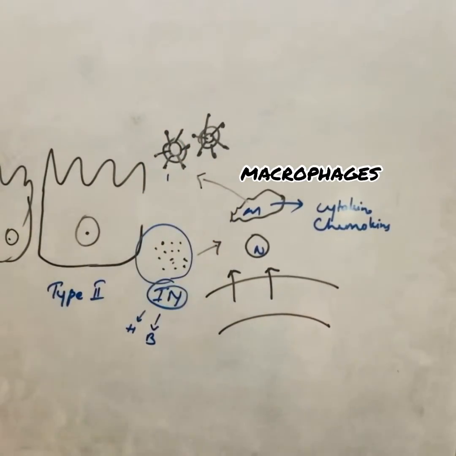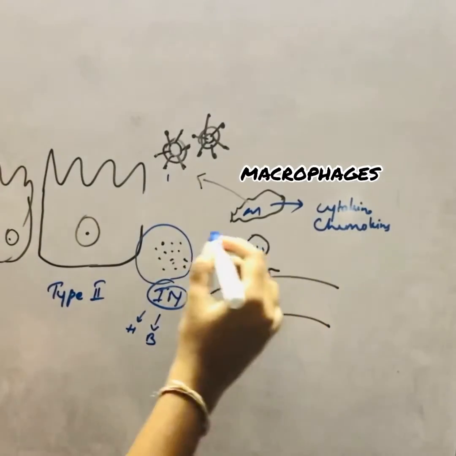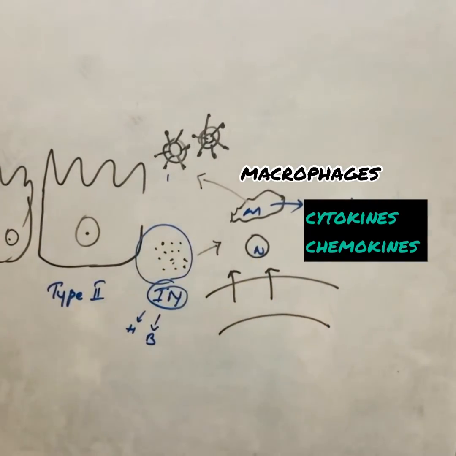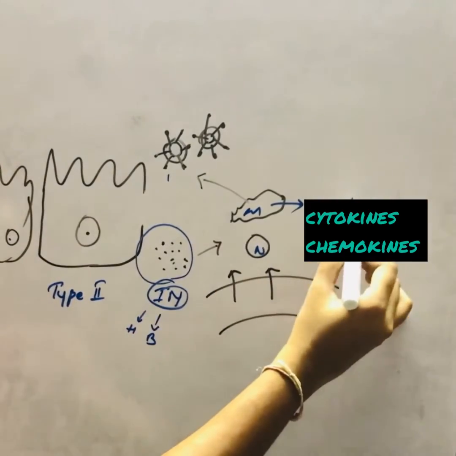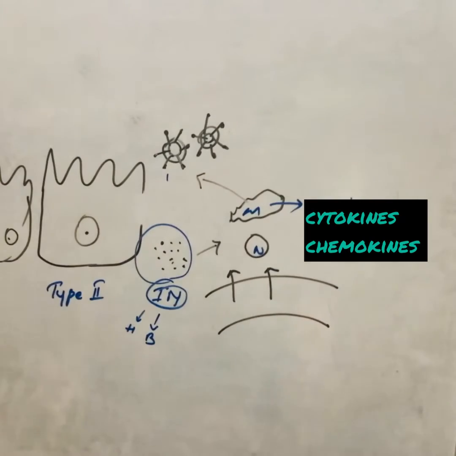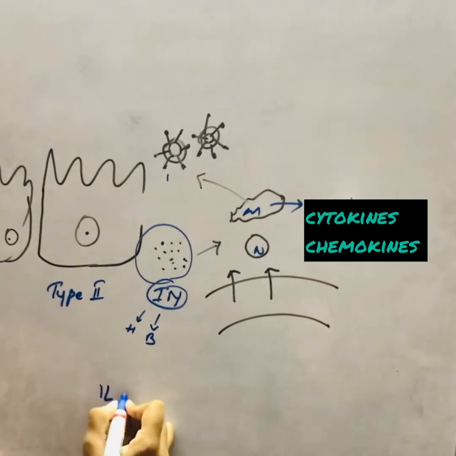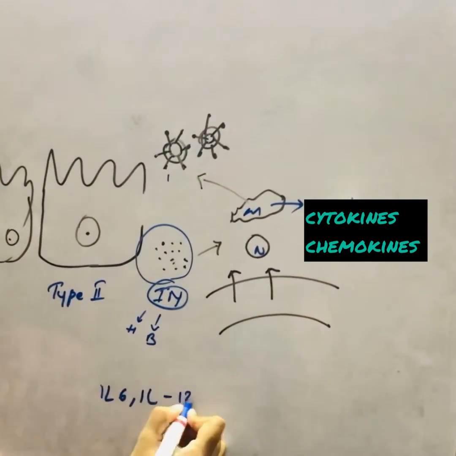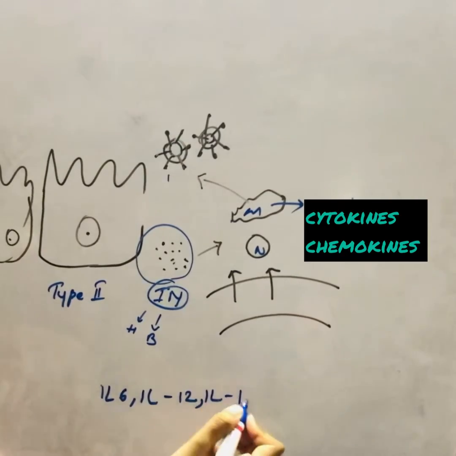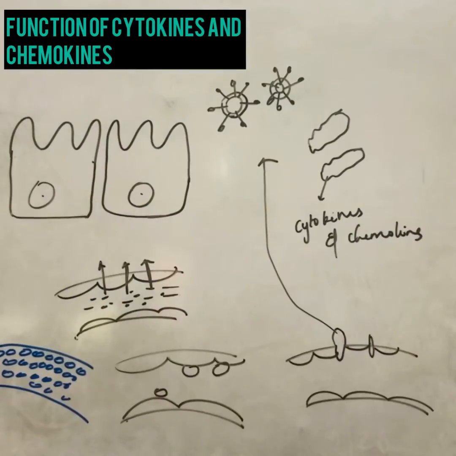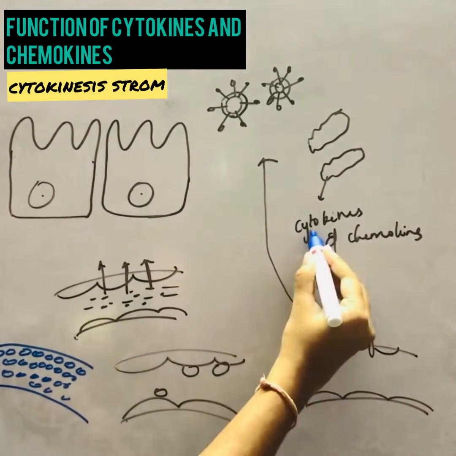During that fight, during the phagocytic process, the macrophage is going to release some type of chemicals into the body. They are cytokines and chemokines. Examples of cytokines are interleukin 6, interleukin 12 and interleukin 1. Okay. Now we will see the function of the cytokines and the chemokines. Cytokines are the main important reason for blood clots. Why?